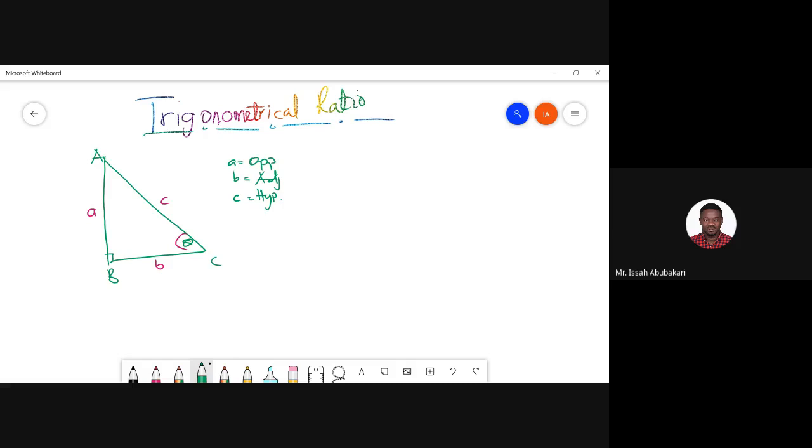And the ratio, as we said, we have sine theta. Sine theta is equal to opposite over hypotenuse. And we also looked at cos theta is equal to adjacent divided by hypotenuse. And the last one is tan theta is equal to opposite over adjacent.